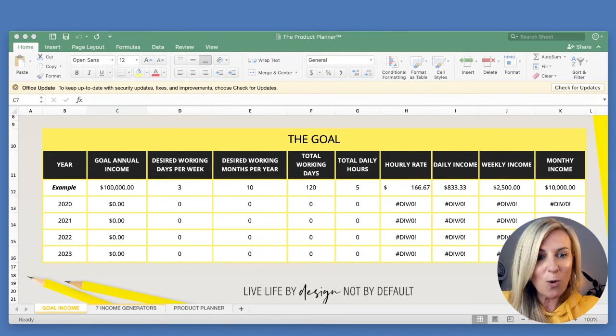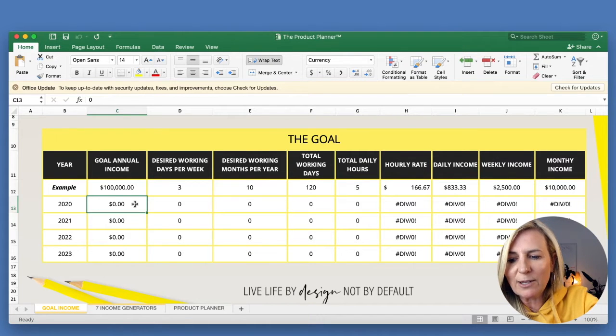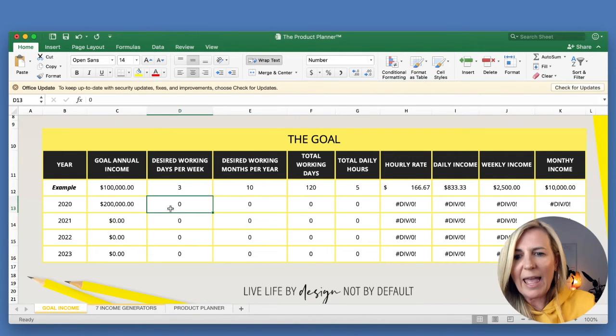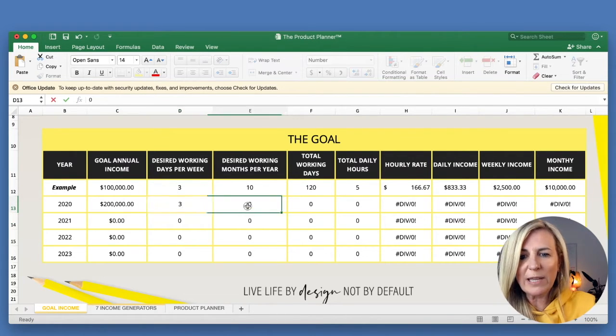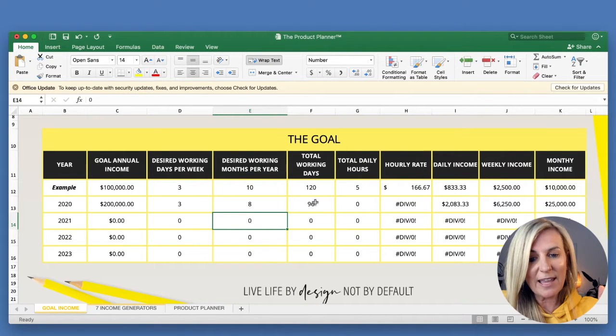Now I actually have all school holidays off. And it told me then how many days a week. So for my income now, if we were to play around with this, it'd look a bit more like this. So let's say it's 200,000 a year. And I still like working 3 days a week, but I really only want to work 8 months of the year. So boom, it tells me there's 96 working days for the entire year.